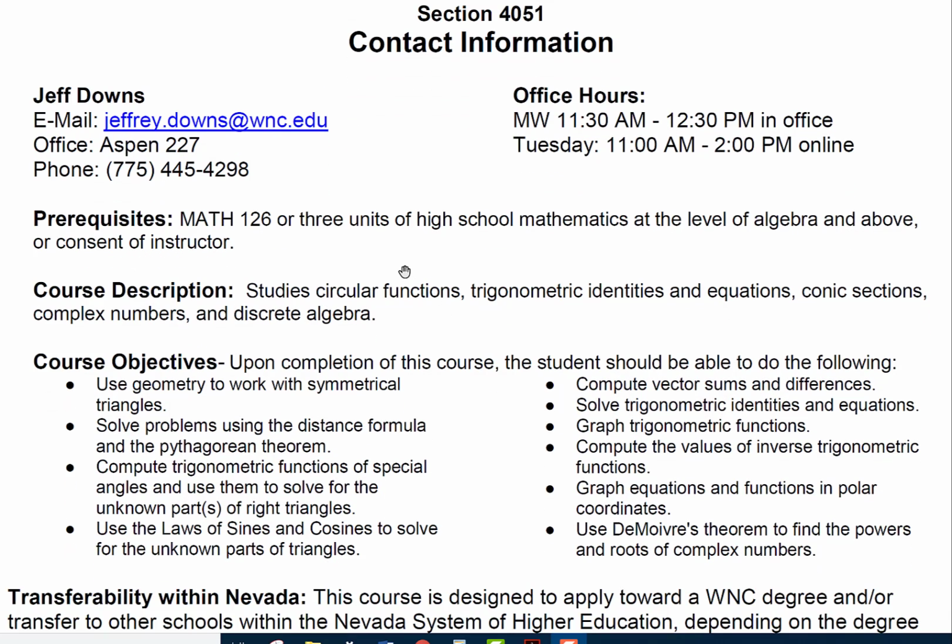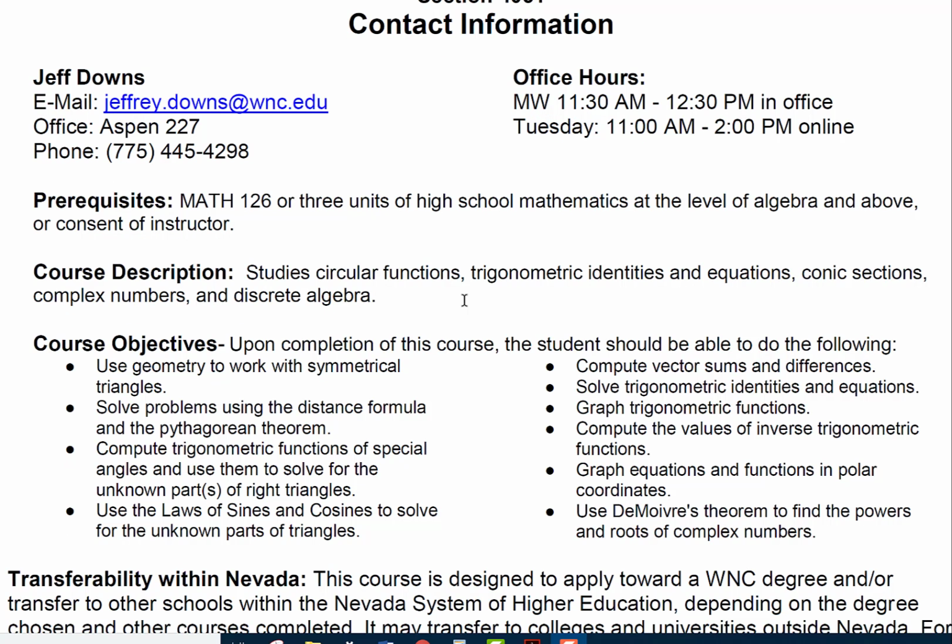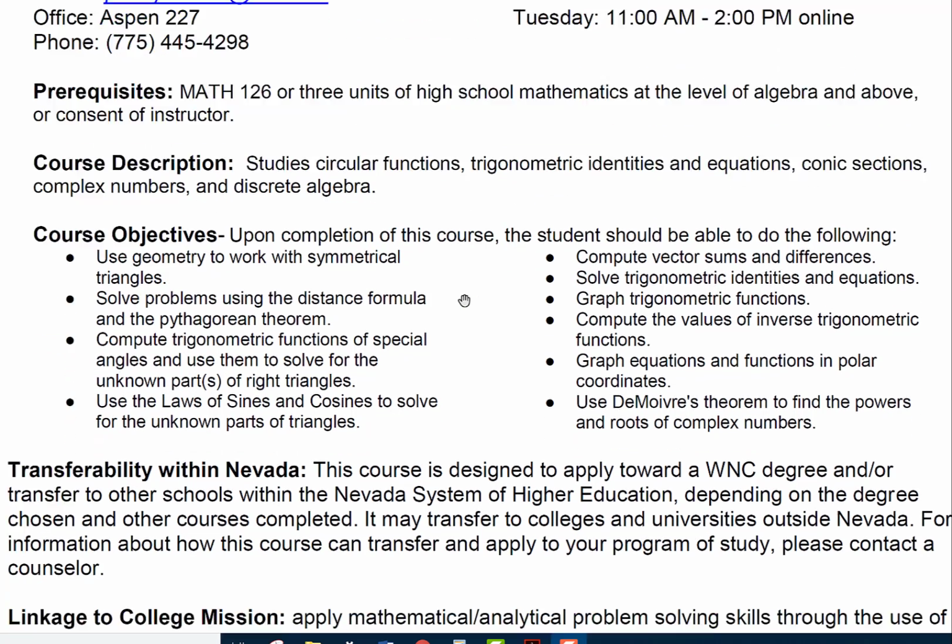Prerequisites for the class, Math 126, are 3 units of high school mathematics at the level of algebra and above, or consent of the instructor. I believe everyone in this class is coming from having taken 126 last semester, so you've already fulfilled that requirement. The course description: it studies circular functions, trigonometric identities and equations, conic sections, complex numbers, and discrete algebra.